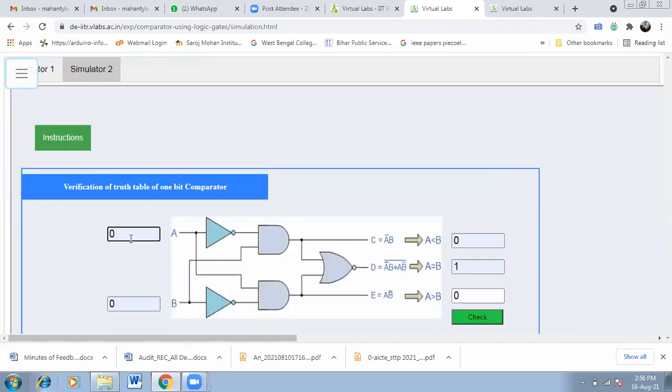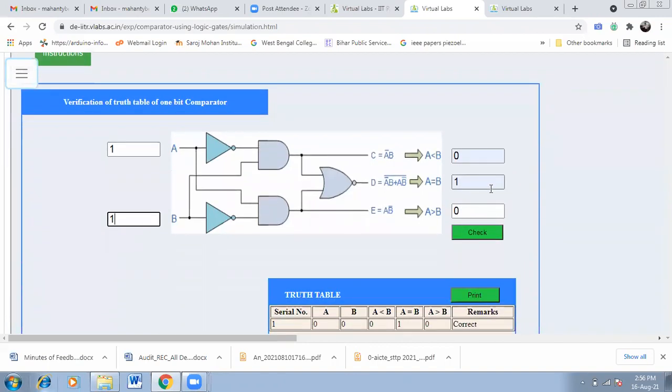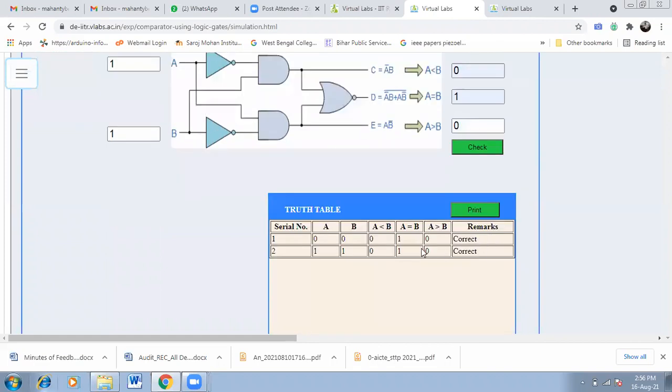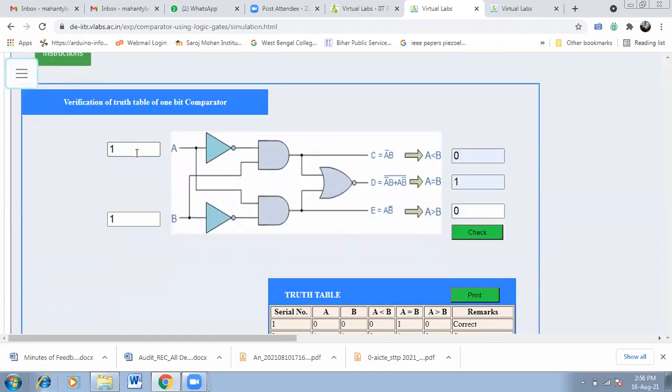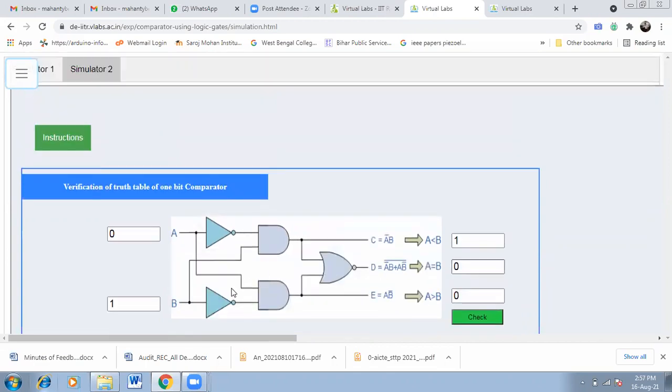Now you can change this to 1. This is also 1. Then also A and B are the same, so the output is the same. Check it, this is correct. In that way you can change this to 0 and this to 1, so 0, 1. Which one is high? Because A less than B, this should be 1, and in other cases 0. Now check it. Correct.